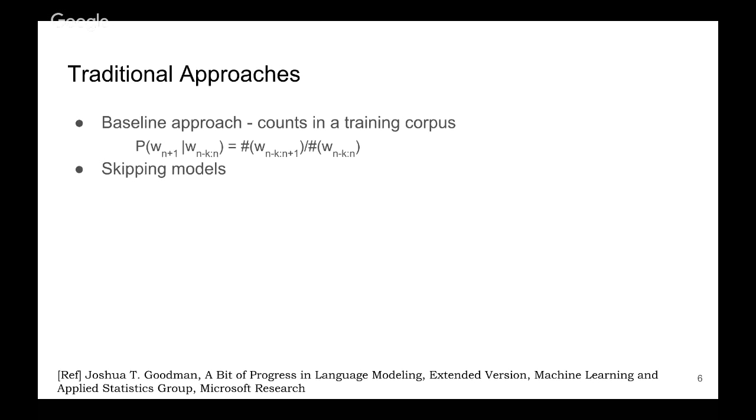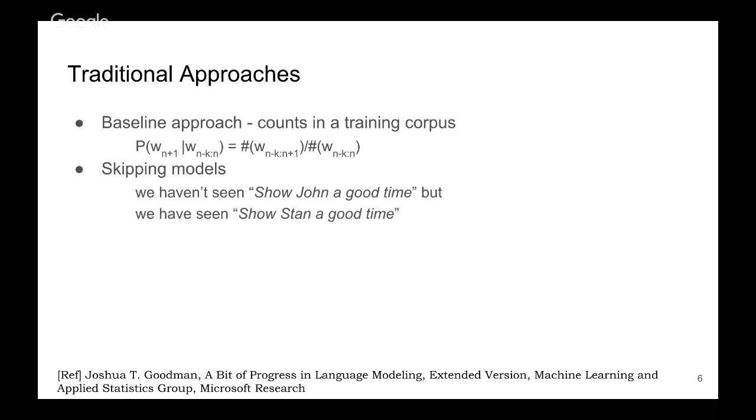For example, one is a skipping model. The idea behind the skipping model is, if you haven't observed the entire sequence of words in your training corpus, you just back off and skip some of the words and give a good probability to the skipped sentence. For example, let's say you haven't observed show John a good time in your training corpus, but you have observed show Stan a good time. Then if you are going to predict the probability for the sequence show John a good time, the baseline approach will give you the probability 0 because you didn't observe that in your training corpus.